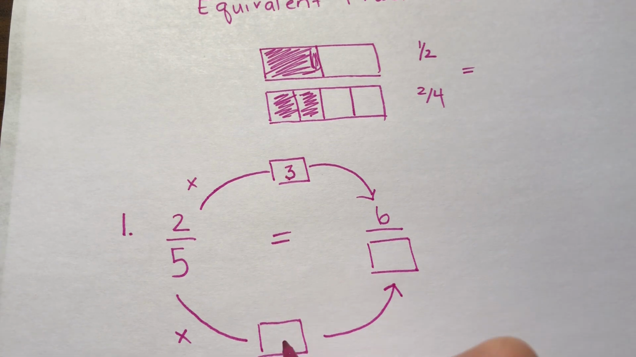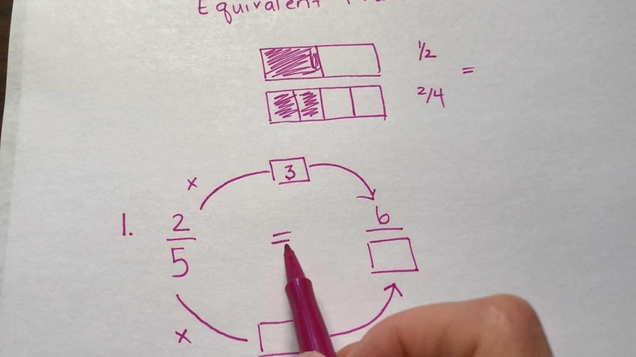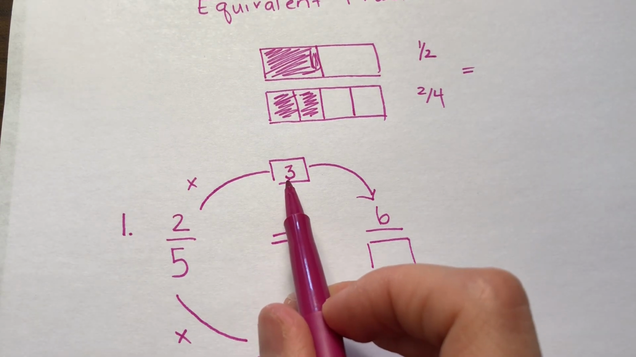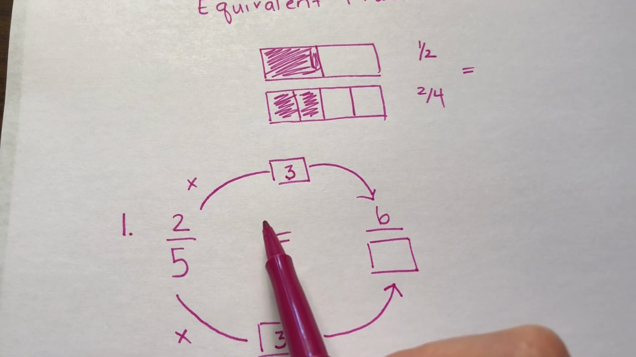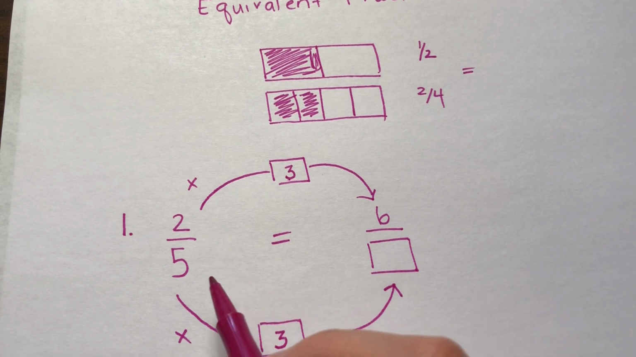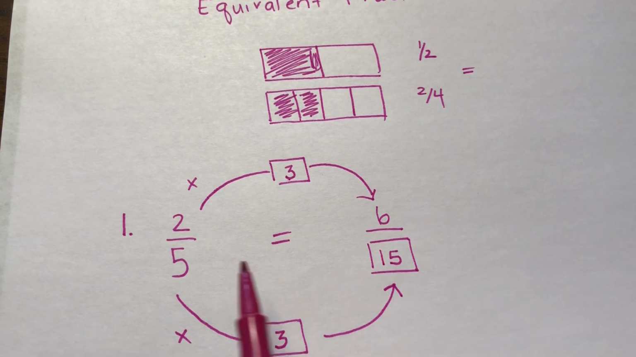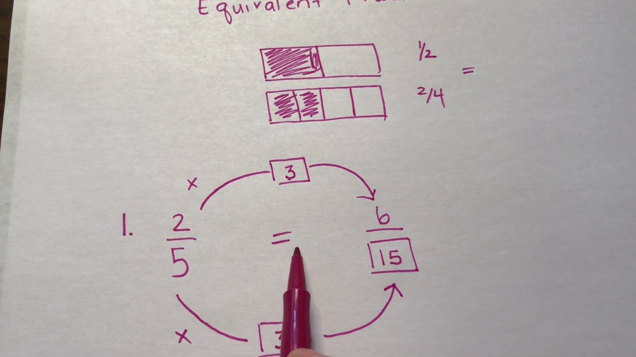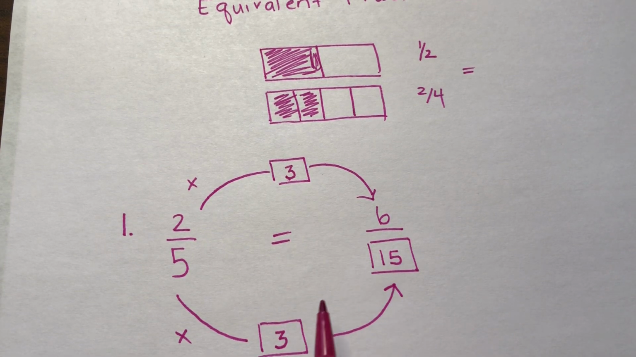Now the number down here, because this fraction here is equivalent to this fraction here, the number on the bottom has to be the same number as that number right there. So I know that this one is going to be a 3, because whatever I multiply on top, I have to also multiply on bottom. So this number is also going to be a 3. So now we just need to follow the steps. 5 multiplied by 3 is 15. So I know that 2/5 is equivalent or equal to 6/15. So your job for today's assignment is to just fill in the boxes.